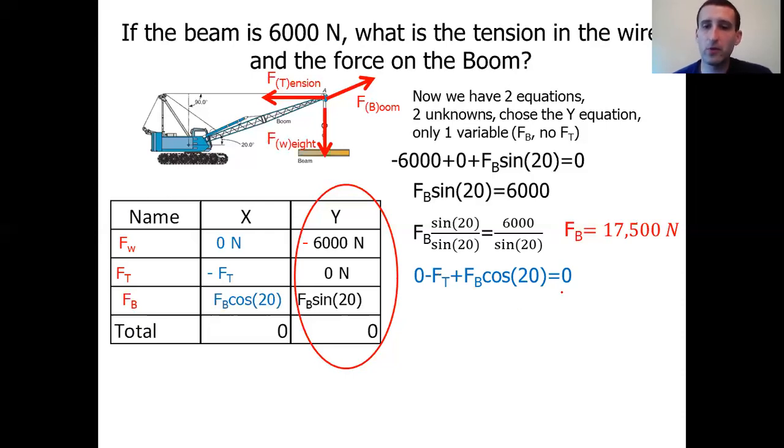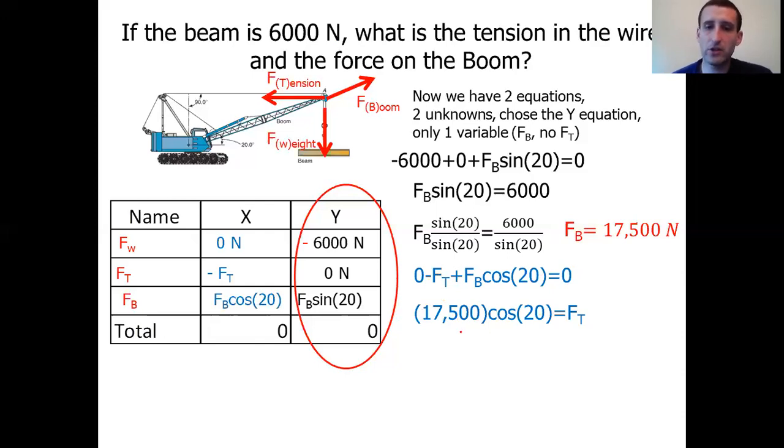And so we're going to bring the force of the tension to the other side because it's negative, right? If we add it to both sides, the negative one on the left will disappear, and it will reappear on the right side as a positive value. And then we stick our 17,500 in for the force of the boom. So we get 17,500 times the cosine of 20 equals the force of tension.